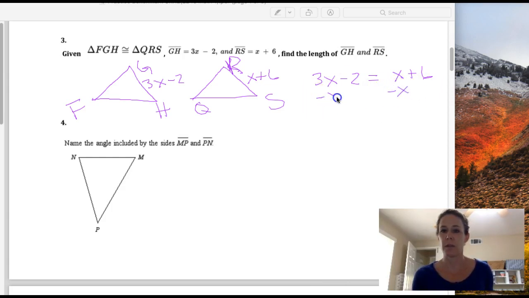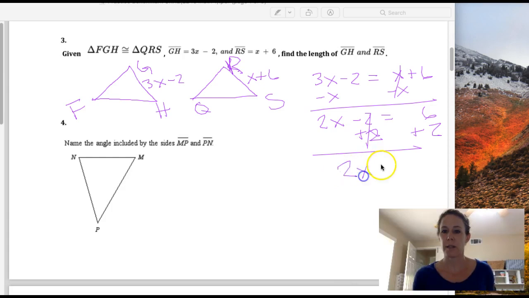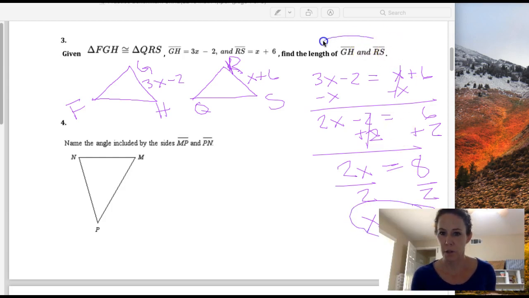Subtract x from both sides, and that's going to give you 2x minus 2, and that's going to equal 6, and add 2 to both sides. You're going to get 2x equals 8, and then divide by 2, and you'll end up with x equals 4. Now that is not my solution. Careful. Answer the question. It said find the length of GH and RS.